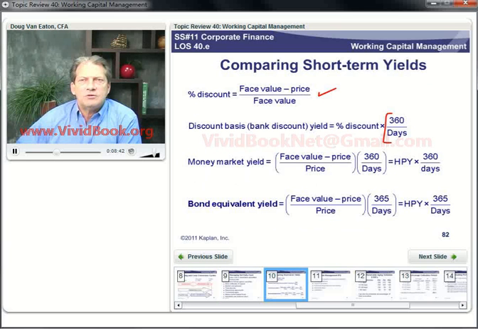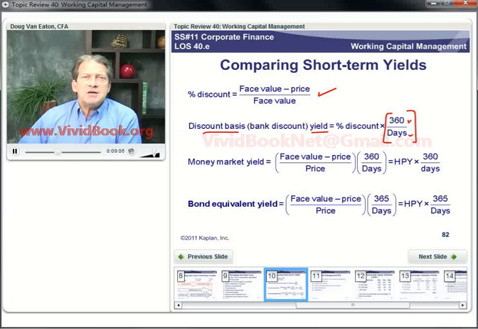This is what we use to quote the yield on treasury bills, annualized by multiplying times 360 over the number of days until maturity. So that's our discount basis or bank discount yield. It's not really a discount though. Excuse me. It really is a discount. It's not really a yield.